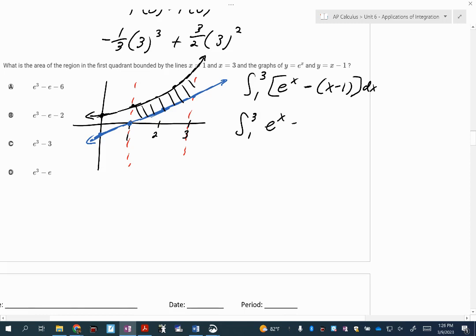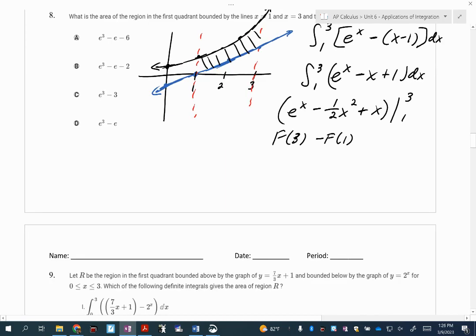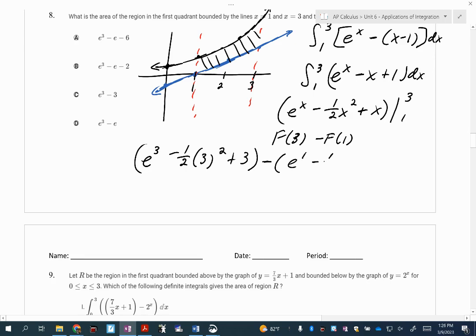e to the power of x minus x. Subtracting a negative 1 is actually plus 1. I'm going to do the antiderivative of e to the x, which is just e to the x, minus 1/2 x squared plus x, evaluated at 3 and 1. So let's do f of 3 minus f of 1. So I have e cubed minus 1/2 times 3 squared plus 3, minus e to the first power minus 1/2 times 1 squared plus 1.